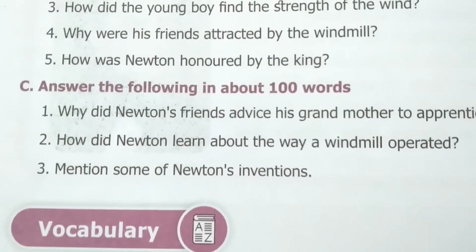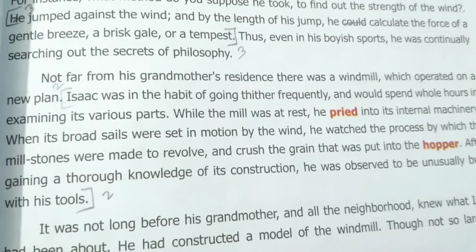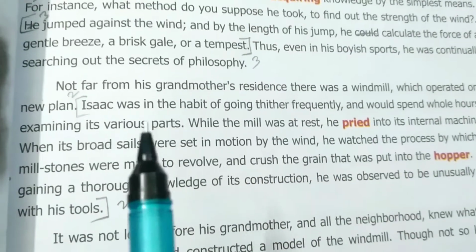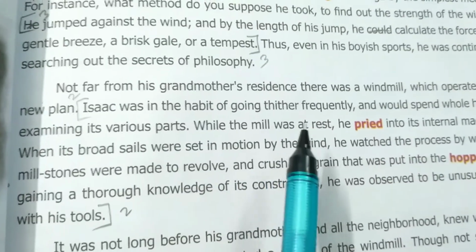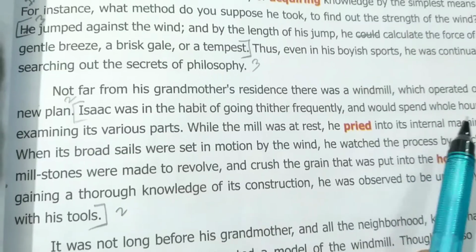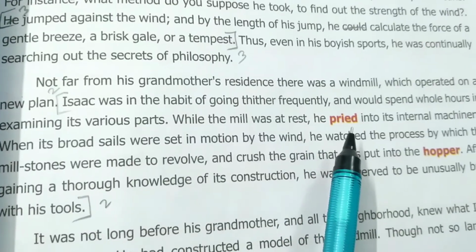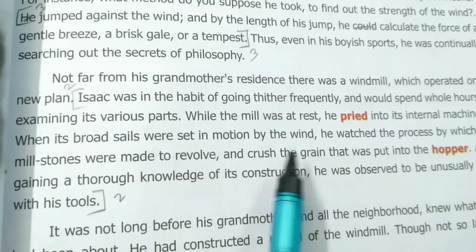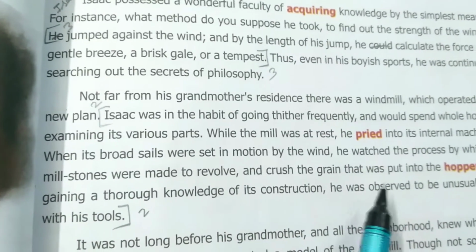How did Newton learn about the way the windmill operates? Page number 65. Isaac was in the habit of going thither frequently. The windmill was near his grandmother's residence, so he went there frequently and would spend whole hours in examining its various parts. While the mill was at rest, he pried into its internal machinery. When its broad sails were set in motion by the wind, he watched the process by which the millstones were made to revolve and crush the grain that was put into the hopper.